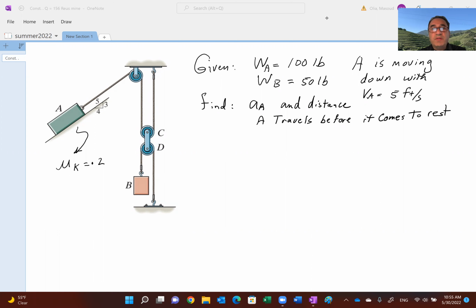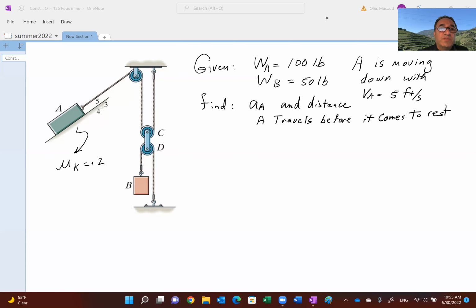So here I have an example where they have this pulley system. As you could see, we have two blocks, A and B. The weight of A is 100 pounds, and the weight of B is 50 pounds. A is moving down the incline with a velocity of 5 feet per second. You could see the slope is actually a triangle of 3, 4, 5. So it's moving at 5 feet per second.